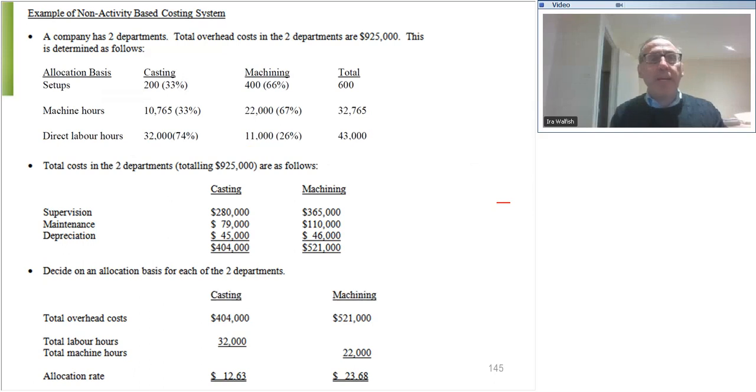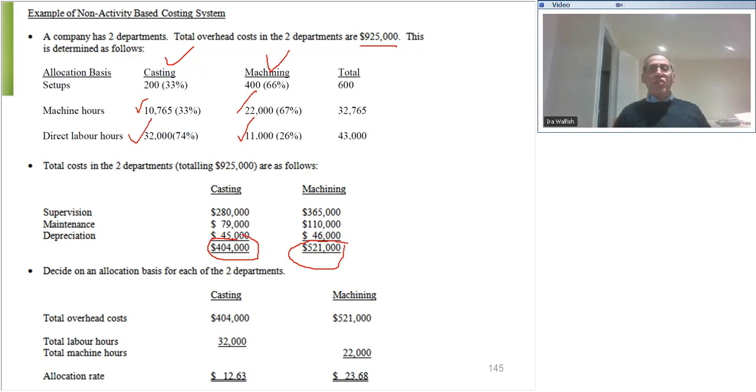Let's assume we have a company that has two departments. Total overhead cost in the two departments is $925,000. Now, let's assume this is the number of setups of machinery in each of the departments. One department is casting, the other is machining. I've given you the number of setups, the machine hours in each of the two departments, casting and machining, and the direct labor hours in each of the two departments. Let's assume in my example that this is the total cost of supervision, maintenance, plus depreciation for casting, and the total cost of supervision, maintenance, plus depreciation for machining is $521.